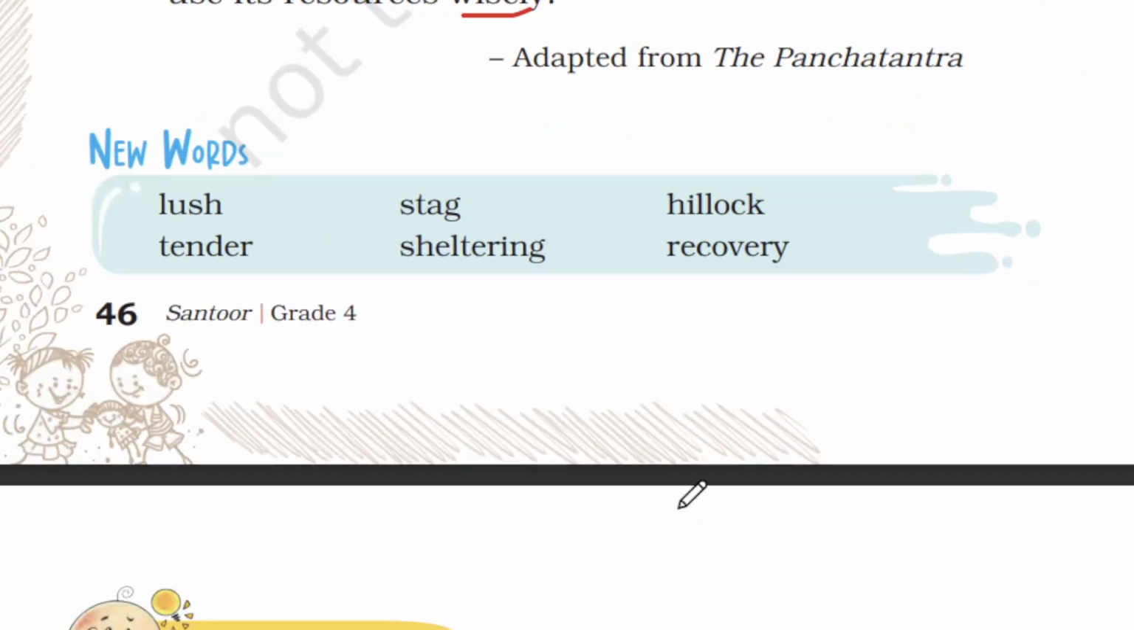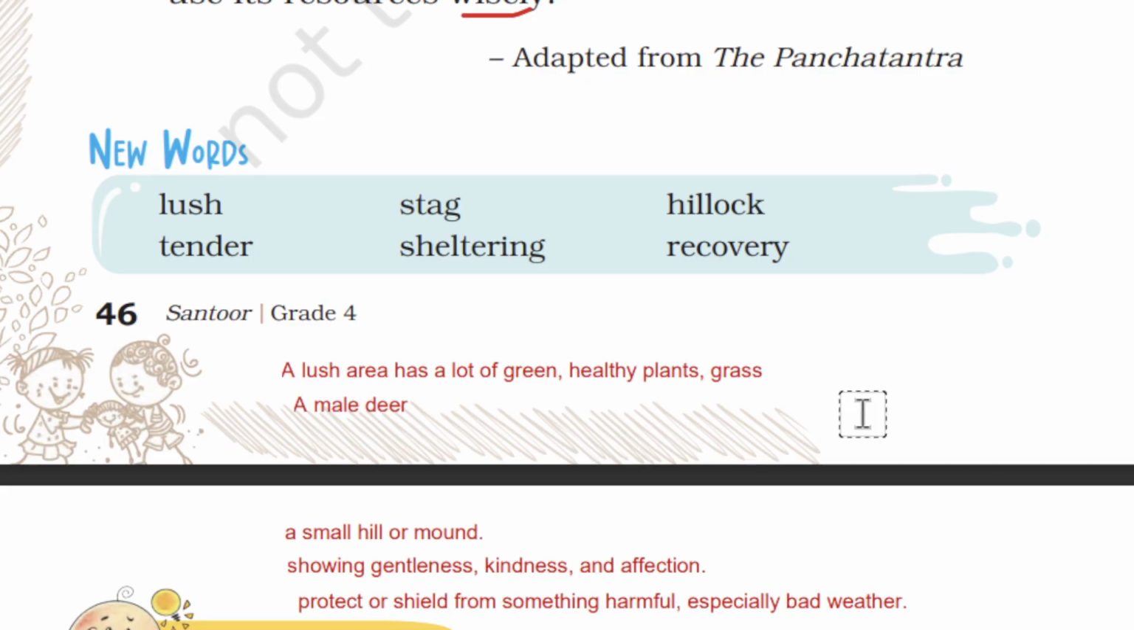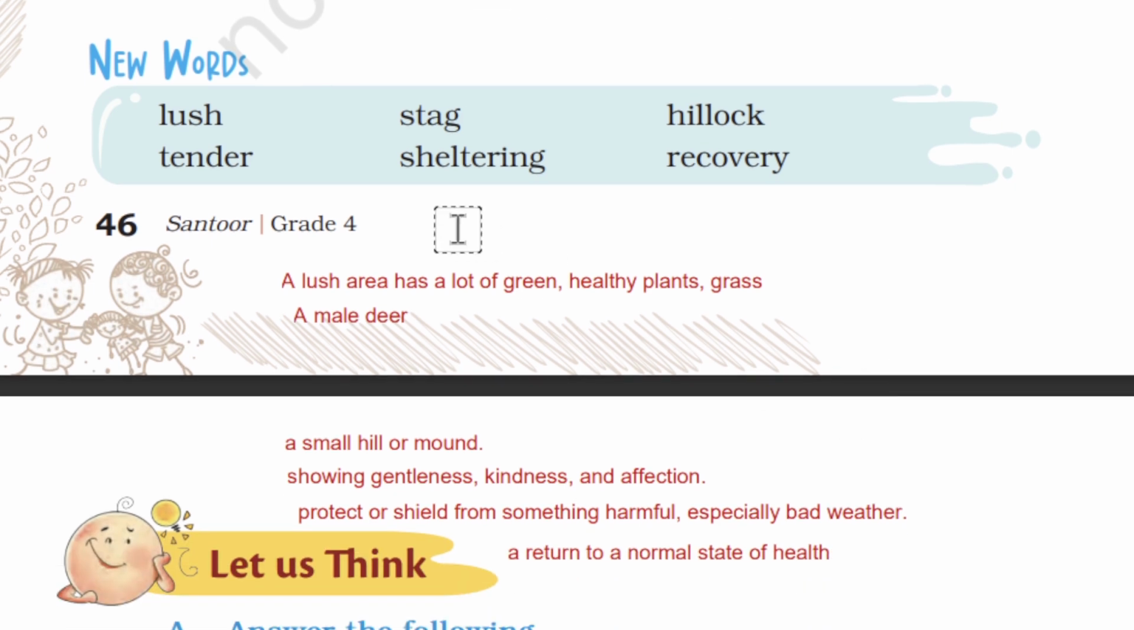So now we will go back to the new words. I'm going to write the meaning for all these words. Okay, here is the meaning. First we have lush. Lush means an area which has a lot of greens, healthy plants, grass, big trees. It's like a forest.